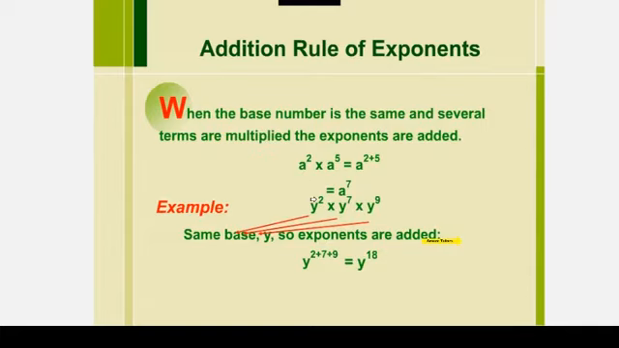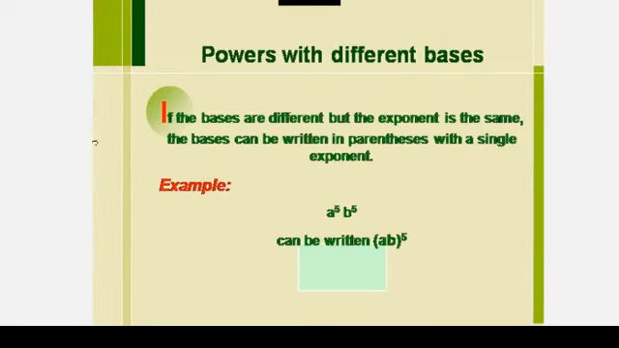As I have already mentioned, these properties are applicable only when the bases are the same. If the bases are different, you should not apply this property at all. It doesn't work. So here, with the same base y, that is why I am adding the exponents. y power 2 plus 7 plus 9, y power 18. I hope you understood this property now.